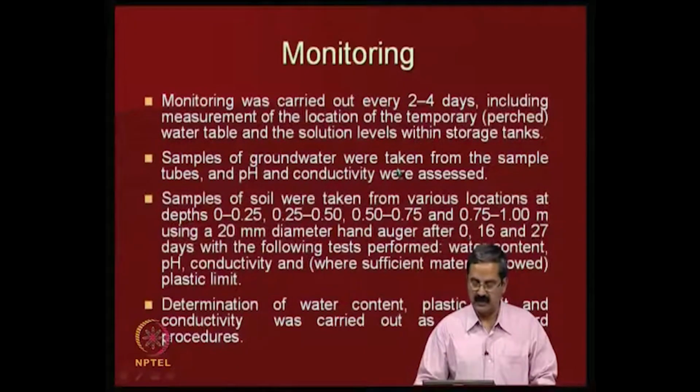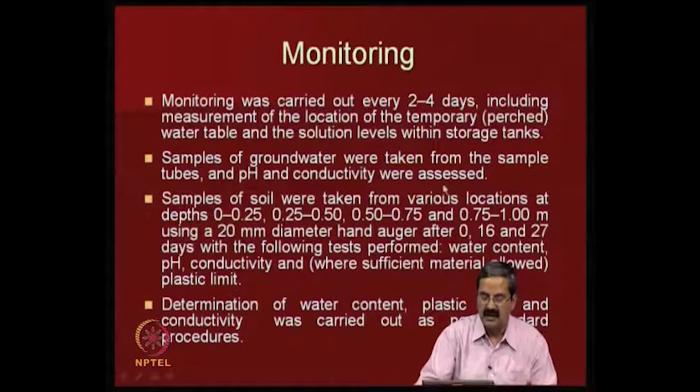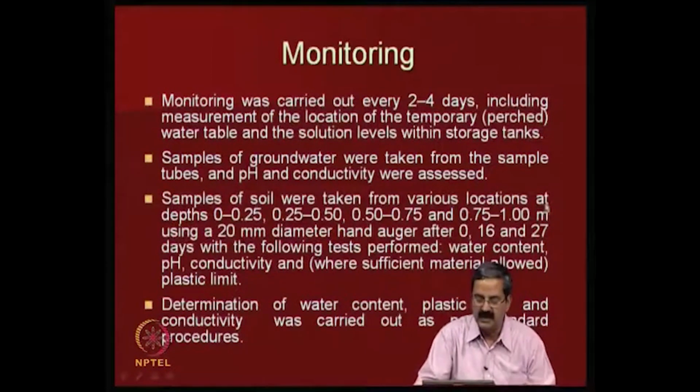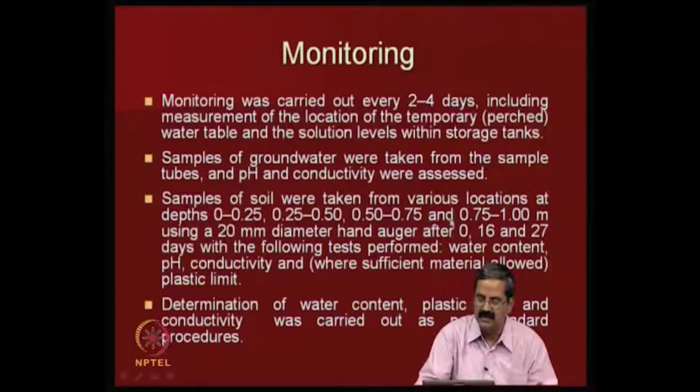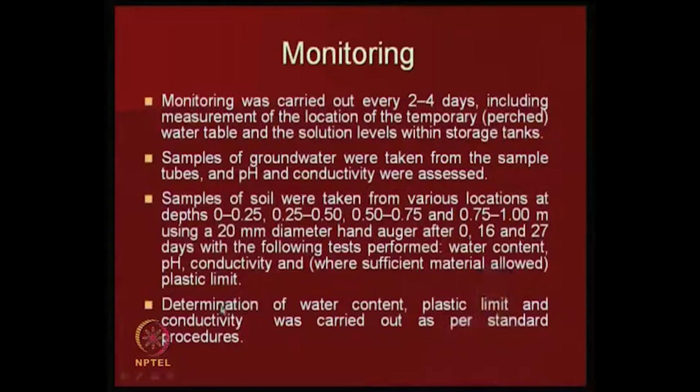Samples of groundwater were taken from the sample tubes and pH and everything was measured, and samples of the soil were taken from various locations at 0 to 0.25, 0.25 to 0.5, and 0.5 to 0.75 using a 20 mm diameter hand auger after 0, 16 and 27 days following the test. They performed water content, pH, conductivity, all that. Determination of water content, plastic limit and conductivity was carried out as per standard procedures. So, they are trying to look at the results now.